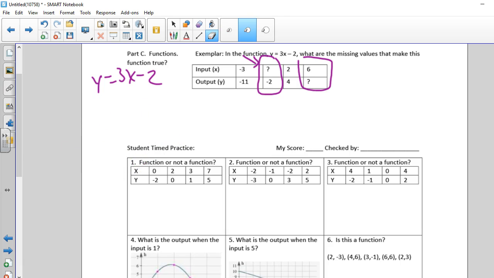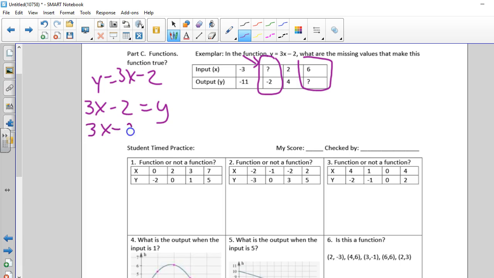Let me start over. I'm going to change places because it doesn't matter which side they're on with an equal sign. I'm going to replace y with negative 2, and that gives me 3x minus 2 equals negative 2. So I'm going to add 2 to both sides, and I get 3x equals 0, or x is equal to 0. And so for this first missing value, we get 0.